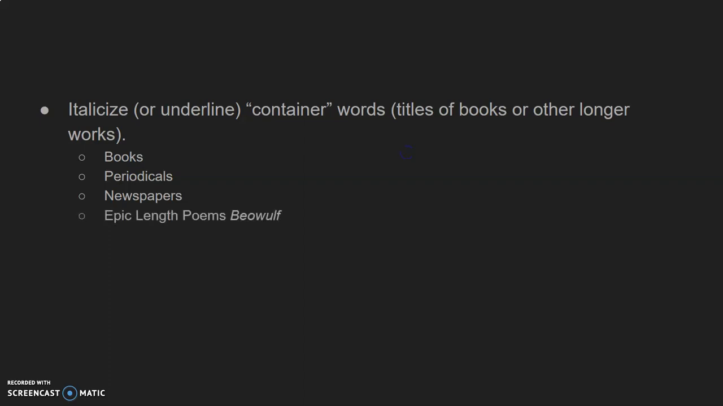Epic length poems. So usually you put poems in quotation marks, but there are a couple book length poems like Beowulf, which you will read in British literature, and those would be italicized. Plays, television or radio series, or musical compositions. Again, you would put songs in quotation marks. Think about the name of the CD as your container, or the name of the songbook as your container.